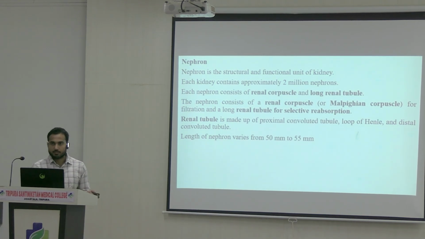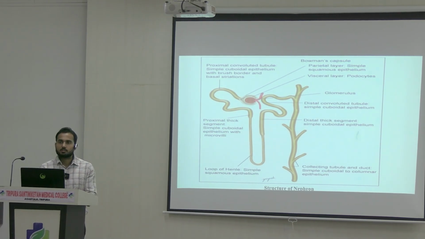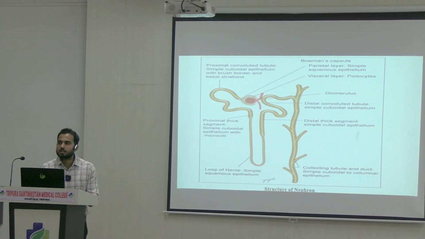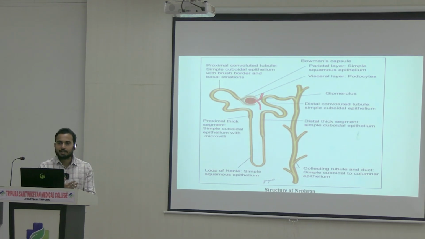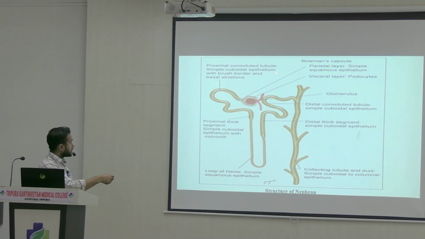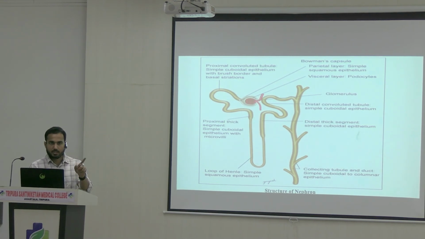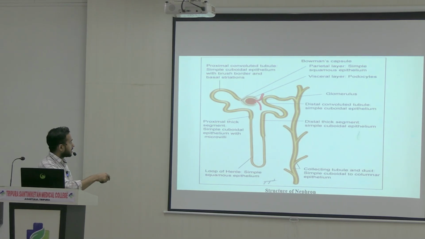Now let me show you one diagram. I hope you have seen this diagram earlier. This is the diagram showing the structure of the nephron. What you can see in this diagram? First you can see the renal corpuscle. This particular part is forming the renal corpuscle. And this part is forming the renal tubule, the long renal tubule. Okay, the nephron has two parts, as I have mentioned. First is the renal corpuscle and the long renal tubule.